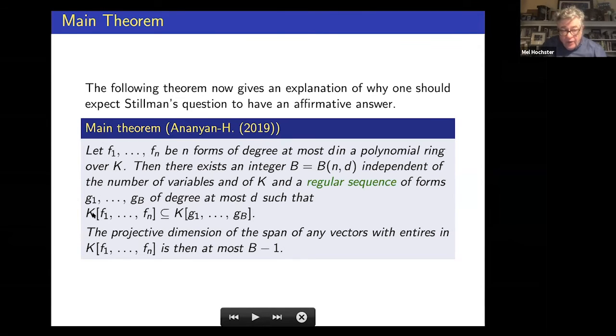And the polynomial ring in the new elements G1 through GB contains all the F's. And that means that the projective dimension of the span of any vectors with entries in K of F1 through Fn is at most B minus 1. Or if you divide out by the ideal, you would say B.